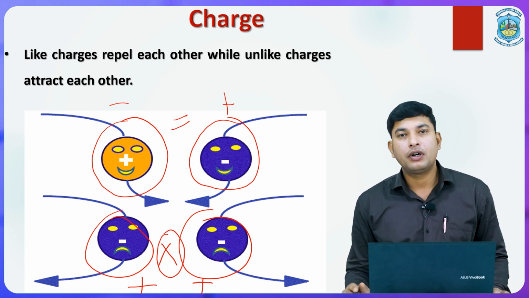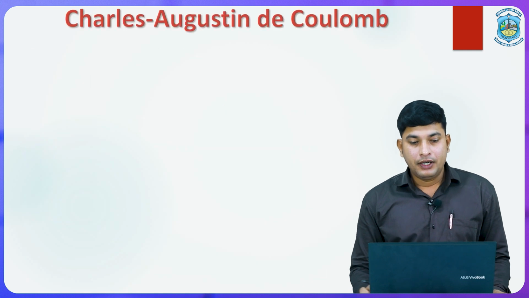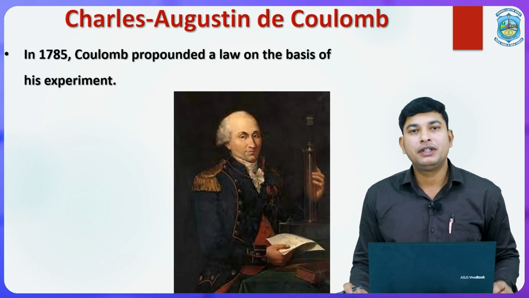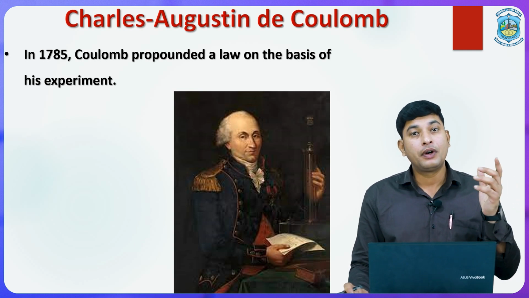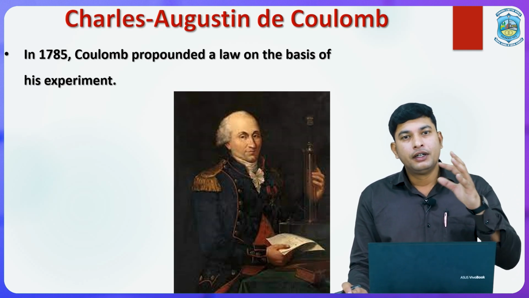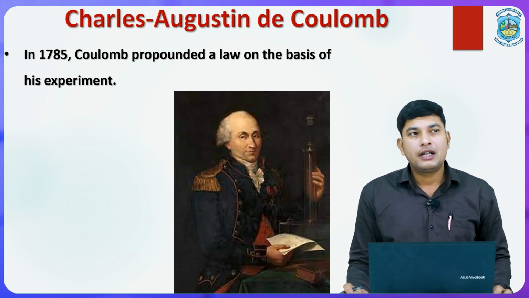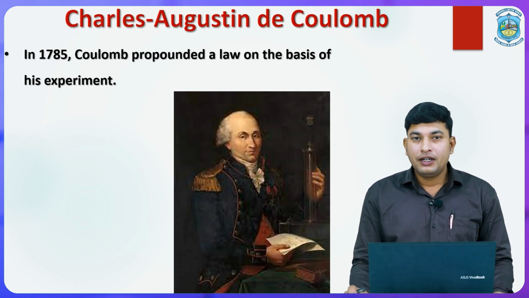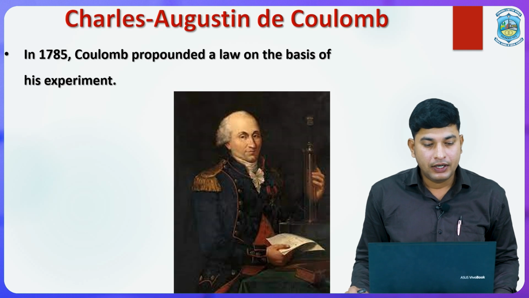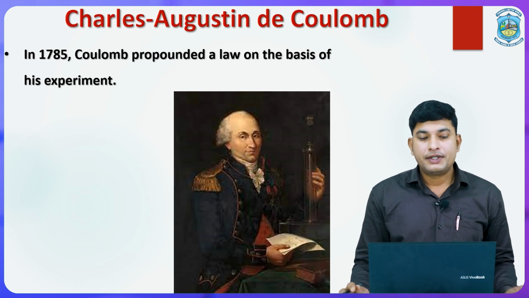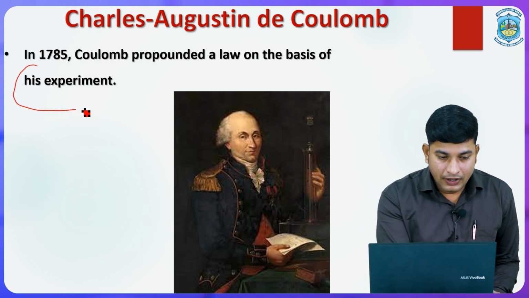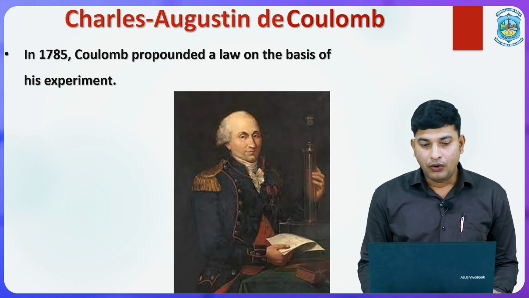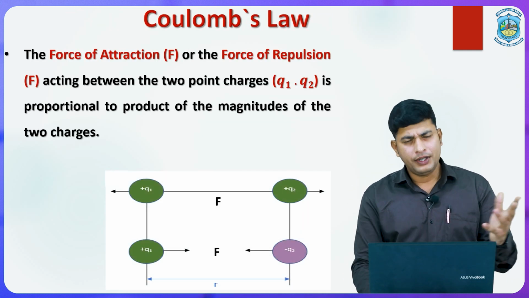For this particular force, Coulomb gave the basic law through his experiments with these materials, like the glass rod, silk, ebonite and fur mentioned before. Charles Augustin de Coulomb, the full name, propounded the law in 1785 through his experiments, and because of his experiments we have Coulomb's law named after him.